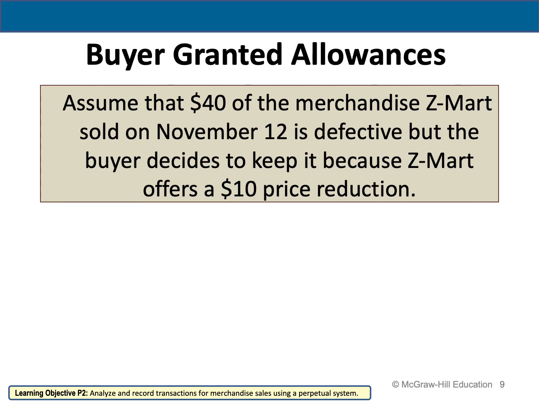Now, we'll talk about when the buyer granted an allowances. What does that mean? Assume that $40 of the merchandise Zmart sold on the November 12th is defected, but the buyer decided to keep it because Zmart offered $10 price reduction. Now Zmart is the seller and they sell to the customer merchandise. But then the customer found that $40 of this merchandise is defected, which means damaged.